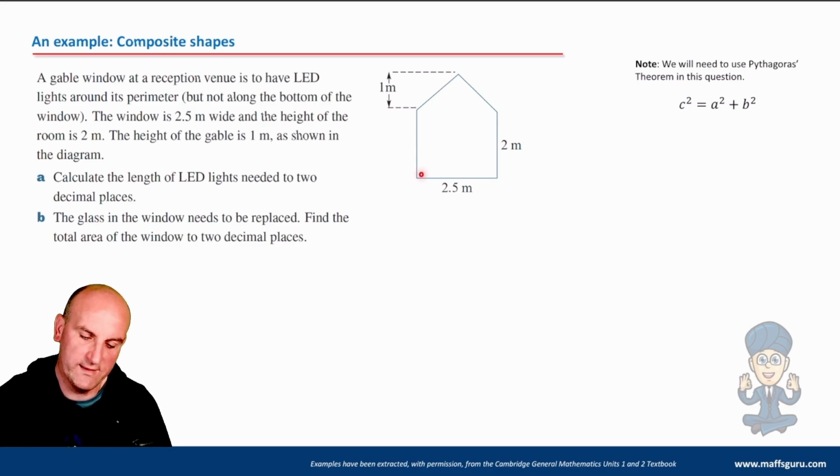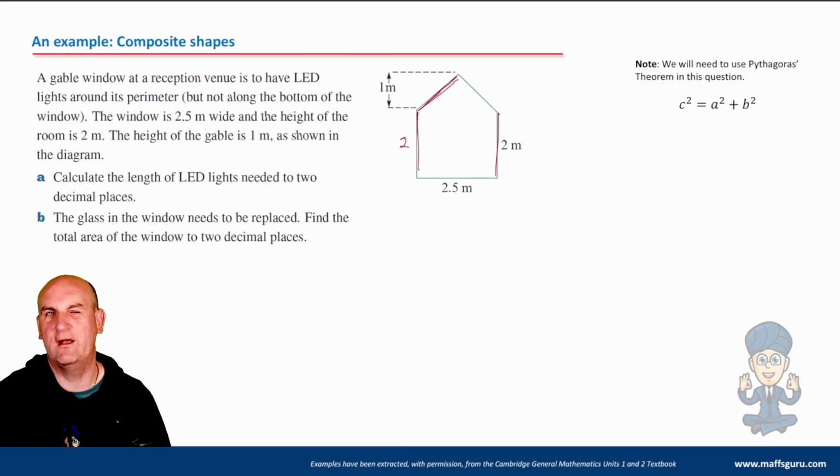Right, so what we're asking for then is the perimeter, or our gable lights here. It said they're not going to go along the bottom. So I need that length, that length, that length, and that length. Well, we know that this length here is 2. We know that's 2. So we know that length there, and we know that length there. But we've got a bit of an issue. We don't know that slanted length there, do we?